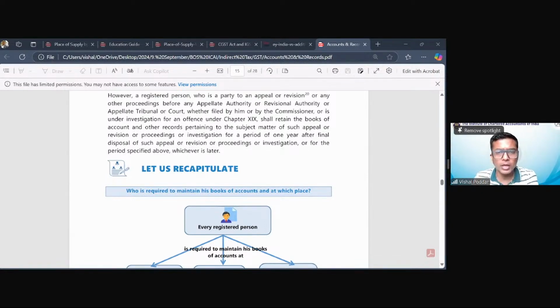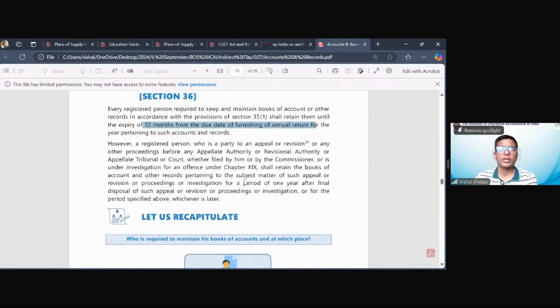Acha, beta, it is delivery challan. So the question 7 is, which document is required to be issued in case of transportation of goods for reasons other than supply? Where there is supply, the document is invoice. Where there is no supply, the document is delivery challan. Yes. Yes, students. What else are your doubts?